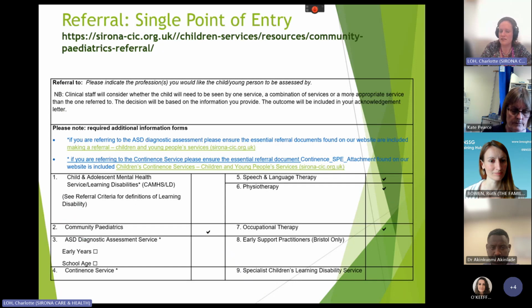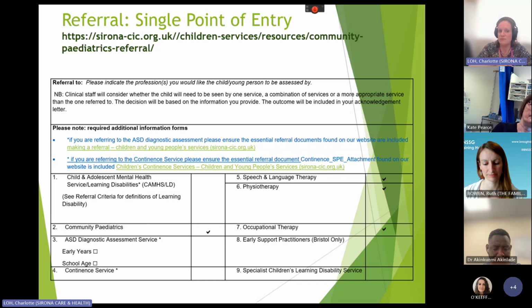To refer, there's a single point of entry form, and here's the link here on the top. And at the bottom of the form, there's a tick chart that you can choose who to refer to. So particularly for developmental impairment, if you've got a global kind of picture, you'll be choosing community paediatrics. If it's just in a specific area, it may just be sufficient to choose, for example, speech and language therapy for an isolated speech deficit.